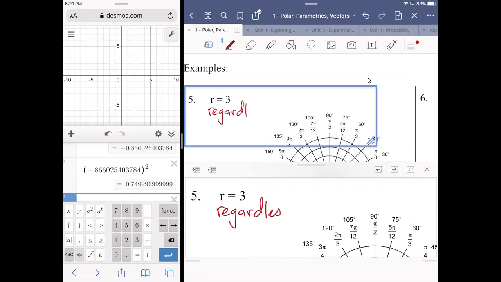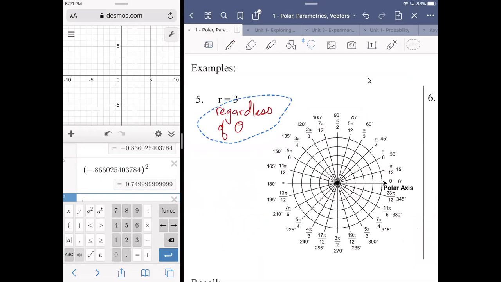Another way to write that would be to say for all theta. But what it's essentially getting at is the idea that it doesn't matter what theta is, R is always going to be equal to 3. So with that in mind, what I can do is start plotting points 3 units away from the pole for a variety of different theta values. I'll do it for 0. I'll do it for pi over 6. I'll do it every 2 tick marks or every 2 radii.